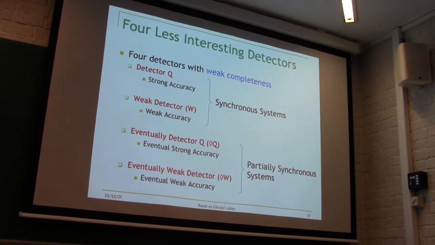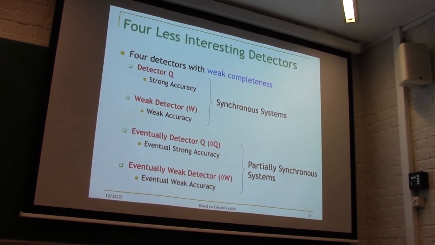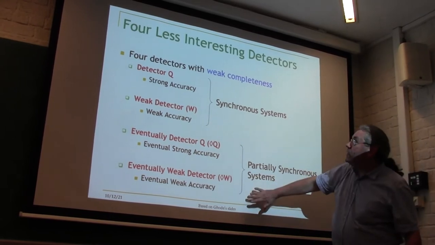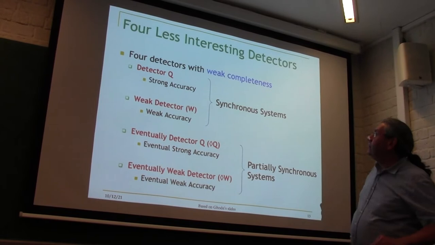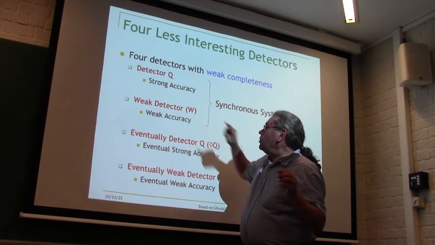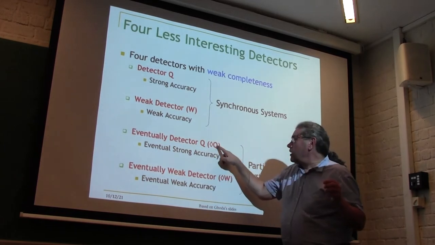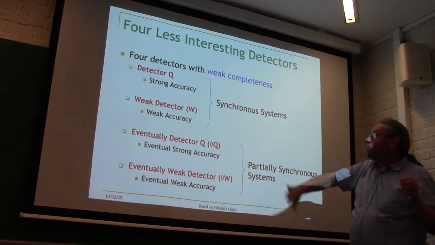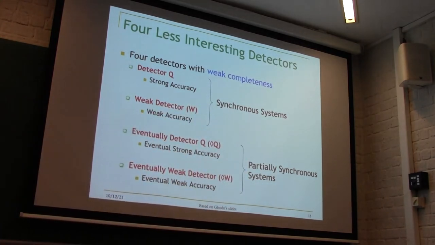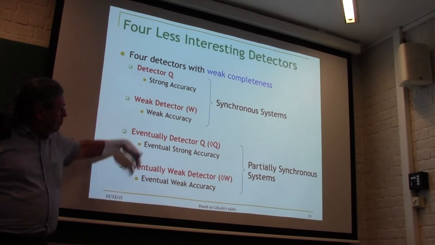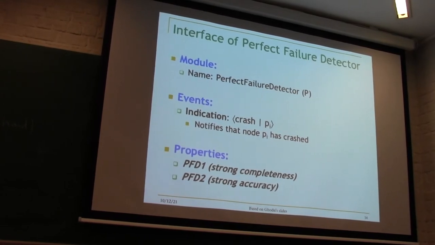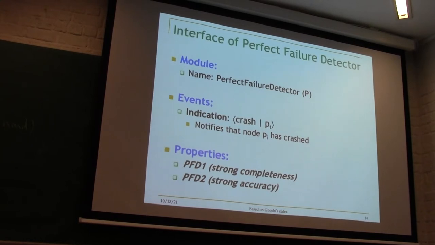And then I have to say there's a little bit more junk coming from the 1990s. This I do not expect you to learn. We now have detectors with weak completeness. They're weaker; they don't even detect all crashed nodes. So we have detector Q, detector W, detector eventually Q, and detector eventually W. These were all invented in the 1990s. You may rarely run into these when you have a system that's weakly complete, but you don't have to know that.